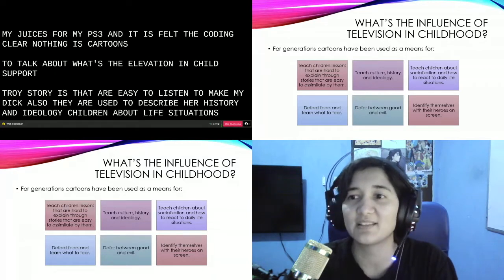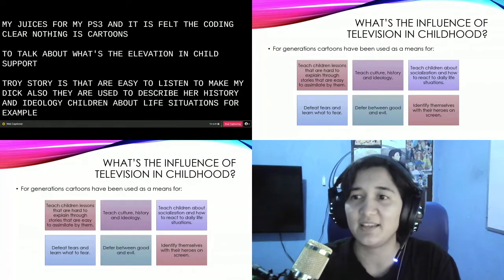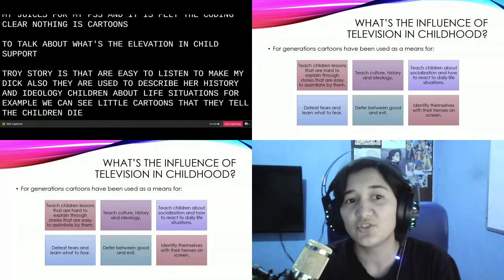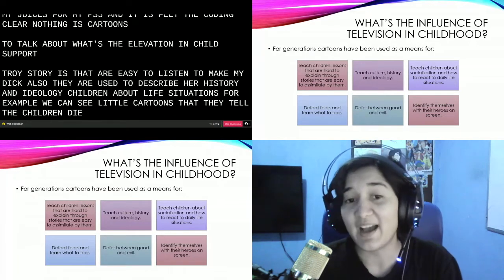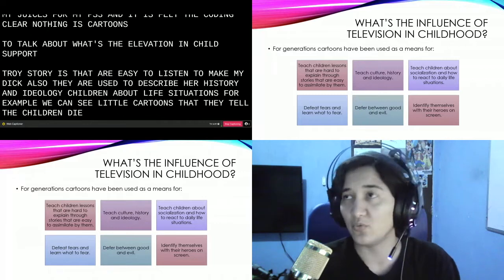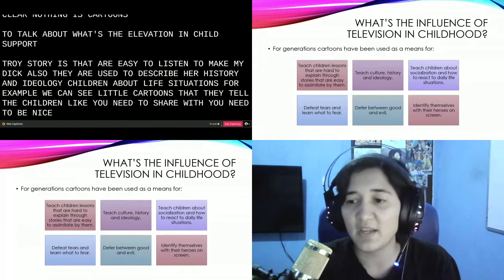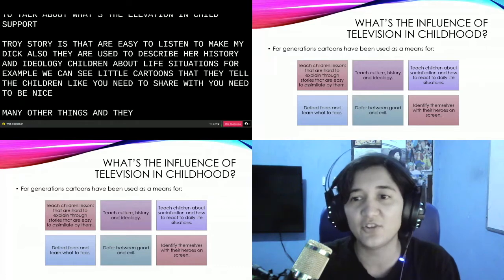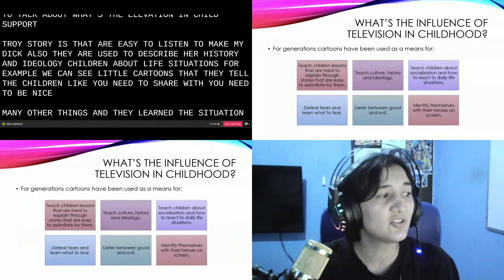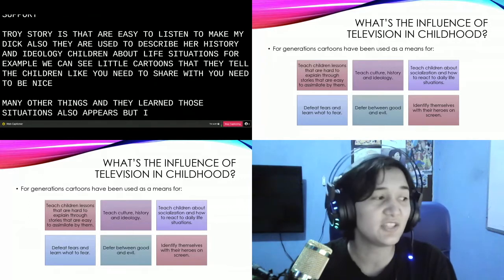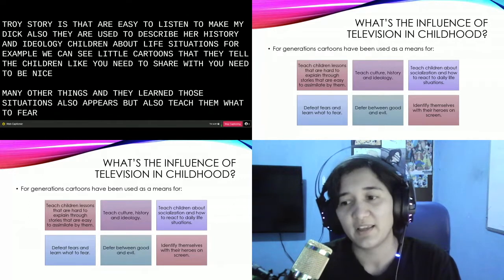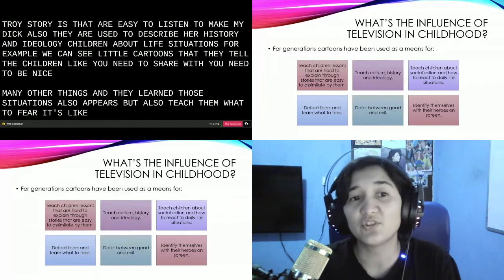For example, we can see little cartoons that tell children, you need to share with other children, you need to be nice, you need to have friends, and many other things. And they learn those situations. Also, it teaches them to defeat fears, but also teaches them what to fear. It's like you need to fear this situation.